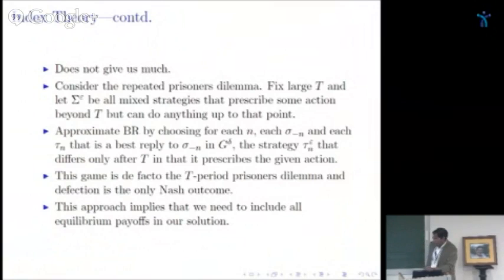Okay, now you see this is a pretty hopeless thing, because you can look at the prisoner's dilemma, and you say, well, I can do anything up to period T, but beyond that point, I have to basically do the same thing. This is like a T-period problem. And we know that we are just going to get defection forever. Okay. And in fact, you can use this to approximate any equilibrium. Okay, so trying to approximate the Bessel play correspondence is a bit of a problem.